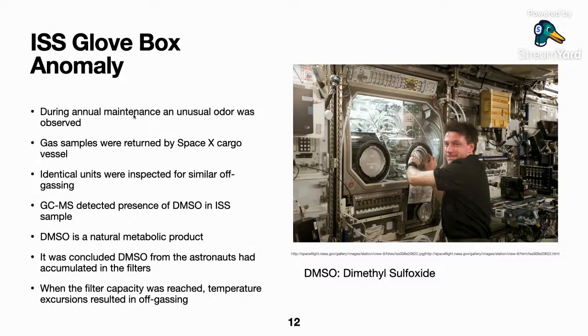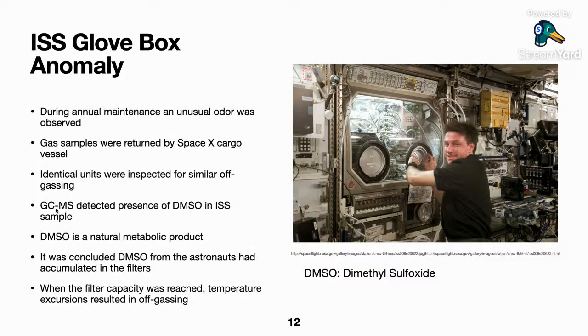So they became concerned. They contacted Houston, and gas samples were returned by a SpaceX cargo vessel. And then we also looked at identical units for similar off-gassing. So we had a similar glove box at Marshall, and we were looking at it. And there was one at Kennedy and one at Johnson and some of the other centers, probably Glenn. And we were all looking to see, is there anything in there that could be producing this? And we couldn't find anything.